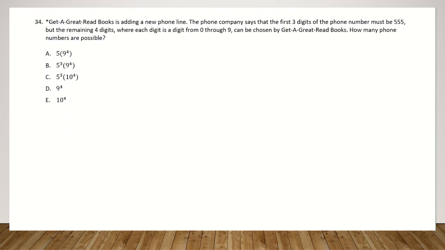And here we are on our final problem. Get a Great Read Books is adding a new phone line. The phone company says that the first 3 digits of the phone number must be 555, but the remaining 4 digits, where each digit is a digit from 0 to 9, can be chosen by Get a Great Read Books. How many phone numbers are possible? So in other words, their phone number is going to be this, and we're doing a combination of the other 4 numbers, okay? So this is one to try on your own, digits 0 through 9. Go ahead.